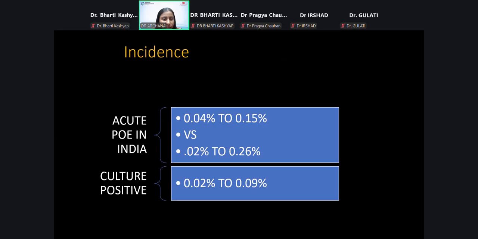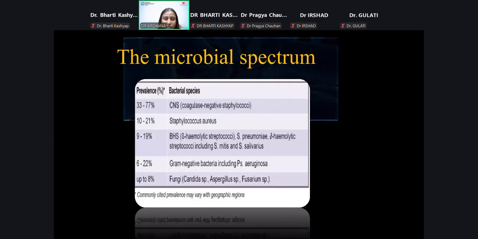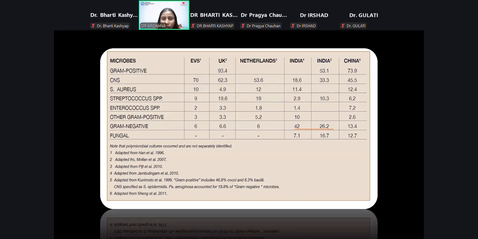So what is the incidence? Incidence of post-op endophthalmitis, if we only talk about post-cataract endophthalmitis, is about 0.02% to 0.26% in India, but culture positive is even less, up to 0.09%. So the microbial spectrum is mostly Staph aureus. It can be coagulase negative staph as a broad group, and Staph aureus. This one I wanted to keep because this is very important for practical purposes.